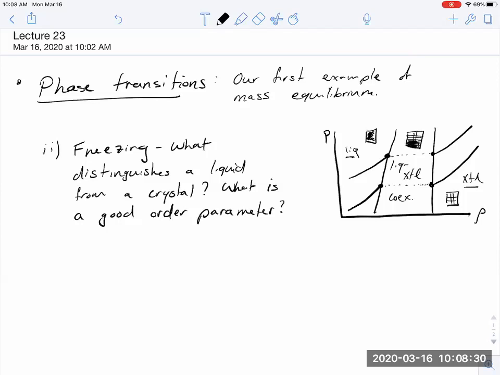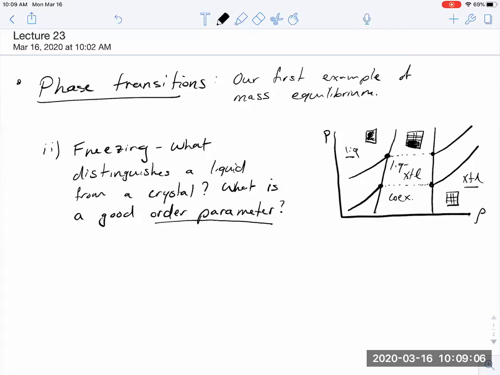Okay, so what is a good order parameter? We started kicking around some ideas last time. We noted that while the density is something that often differentiates a liquid from a crystal, it's not really fundamentally important, because we know, for example, that some crystals are more dense than their liquids, some are less dense. So the density difference is something that could have either sign. So that doesn't seem the most fundamental difference.